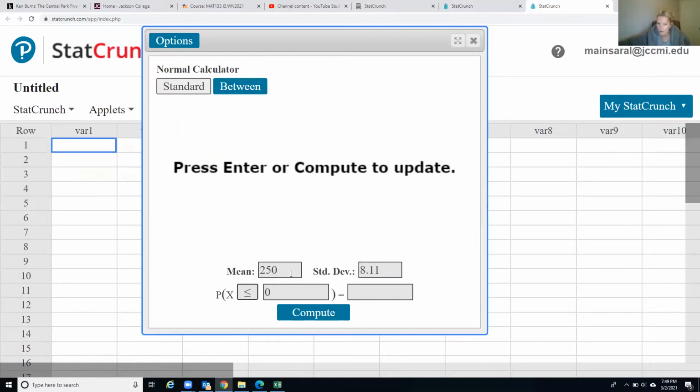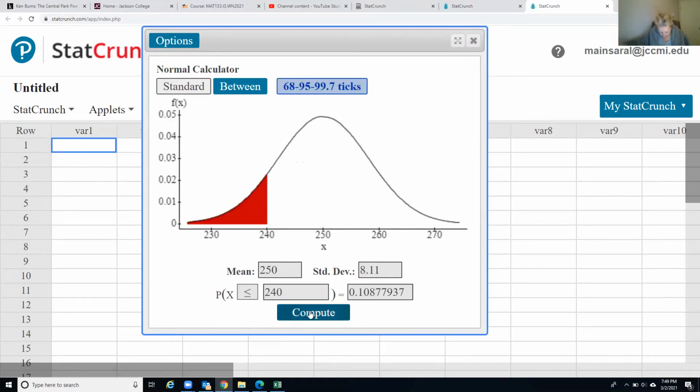And then our situation is a less than or equal to, but we want to find the probability it's less than or equal to 240, and hit compute. And it comes out to be 0.1088, which is 10.88%.